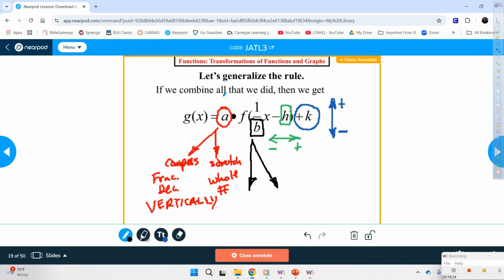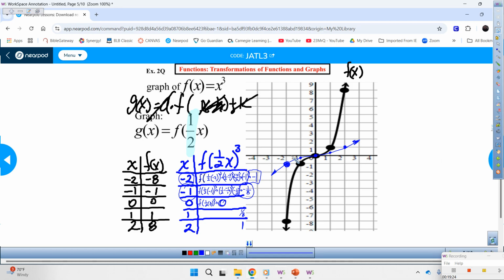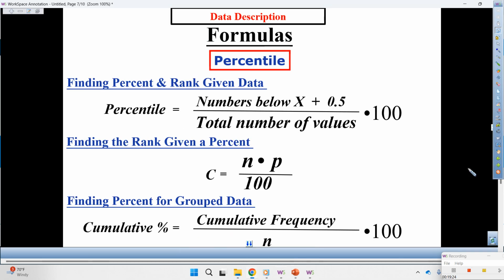For A, it compresses and stretches by substituting those values vertically. So tell your neighbor what you would write for B after we did that. Notice that it's going in which direction? Look at the blue. Where is it going? In which direction? Sideways. Is that correct? So talk to your neighbor. What would you write for that next part?